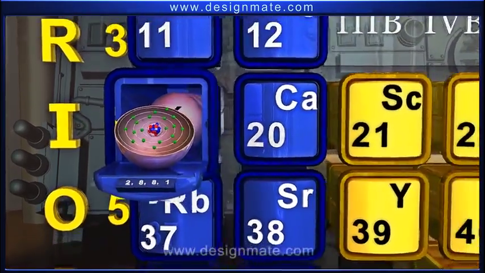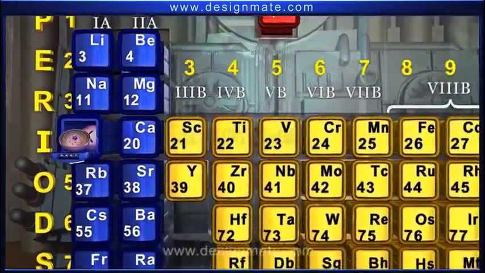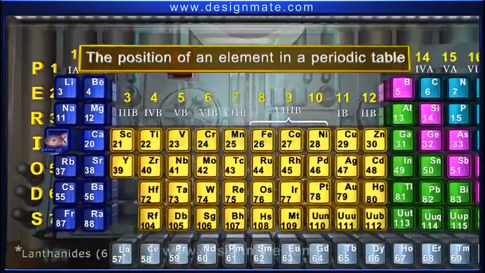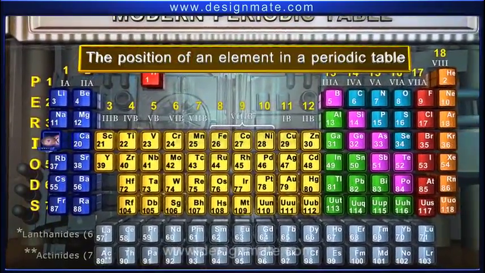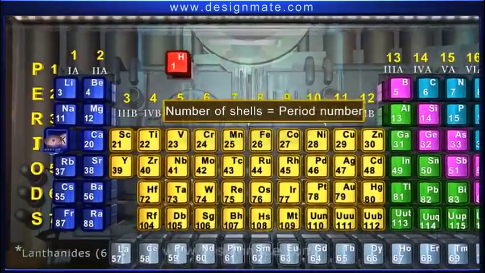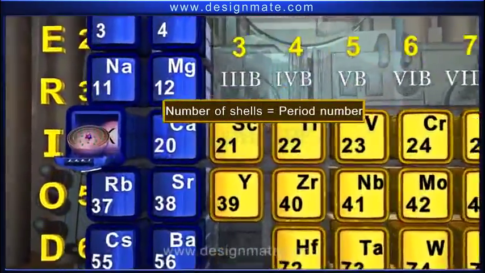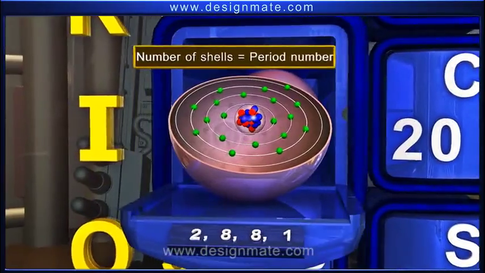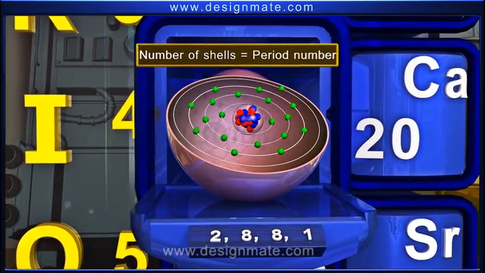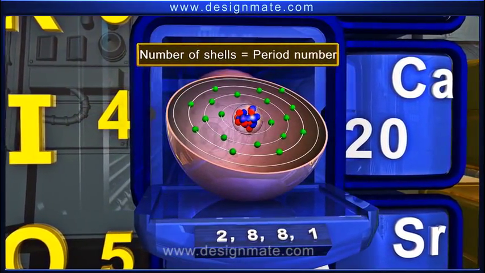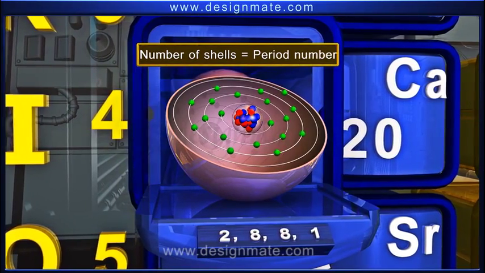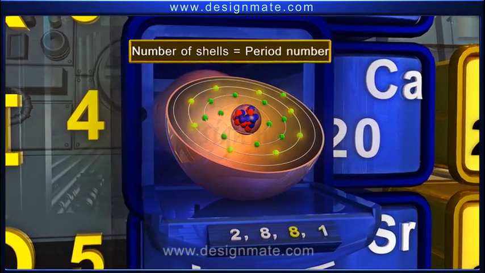The electronic configuration of an element also helps us to decide the position of an element in the periodic table. The number of orbits or shells denote the period to which that element belongs. Let's continue with the same example of potassium. Its electronic configuration is 2, 8, 8, 1.